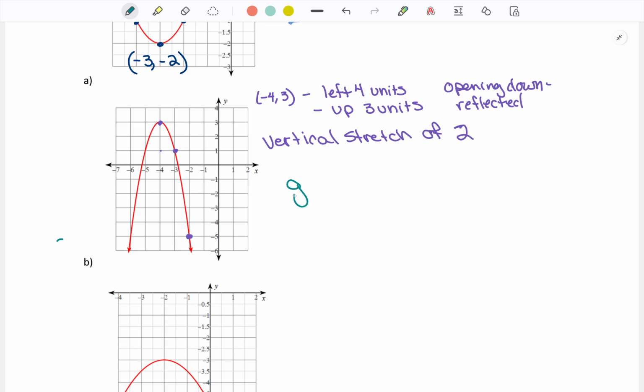So we're going to put this all in our function. So we're going to have g of x equals, and we're going to put that 2 out in front. And then for that shift left, we're going to have x plus 4 squared and then plus 3. And then we need to deal with the negative since we're opening down. So we're going to put that negative out in front.